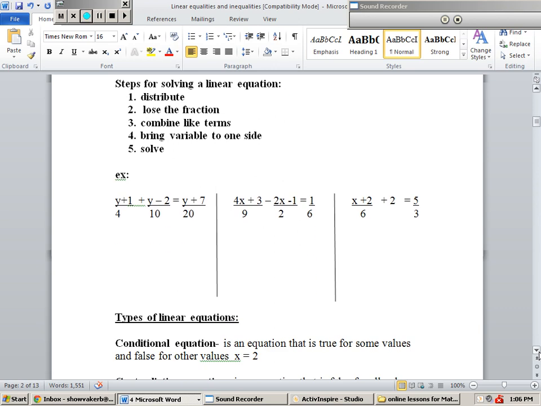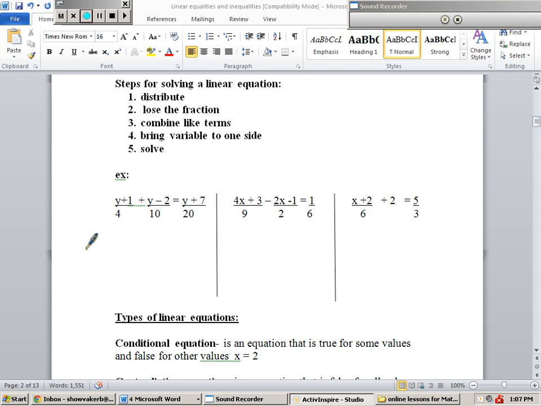Distribute. For this first one, no. Lose the fraction. Yes, to lose the fraction, I look at just the denominators. What number can 10, 4, and 20 all go into? The correct answer is 20, so I put a 20 out front. So 4 goes into 20 5 times, so I need to multiply this whole thing by 5. 10 goes into 20 2 times, so I need to multiply this whole thing by 2. 20 goes into 20 1 time, so I need to multiply this whole thing by 1.